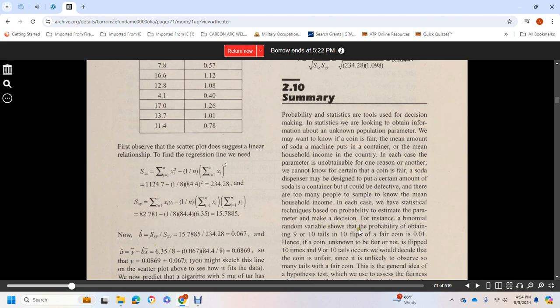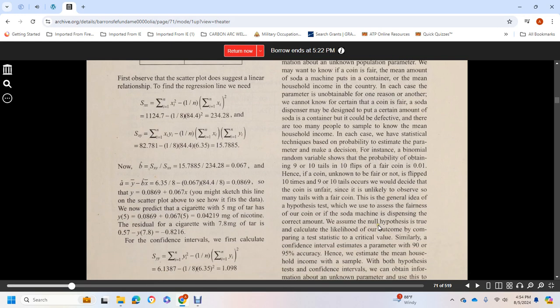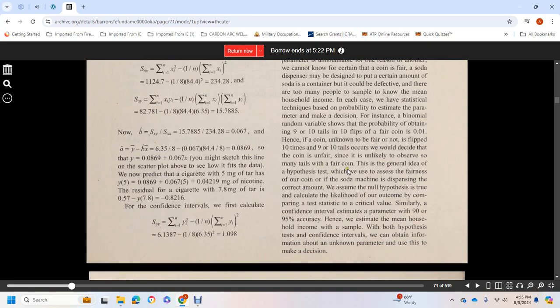For instance, a binomial random variable shows the probability of obtaining 9 or 10 tails in 10 flips of a coin is about 0.01. Hence, if it is unknown whether the coin is fair, we flip it 10 times, and if 9 or 10 tails occur, we would decide the coin is unfair, since it's unlikely to observe so many tails with a fair coin. This is generally the idea of a hypothesis test, which we use to assess the fairness of our coin, or whether a soda machine is dispensing the correct amount.